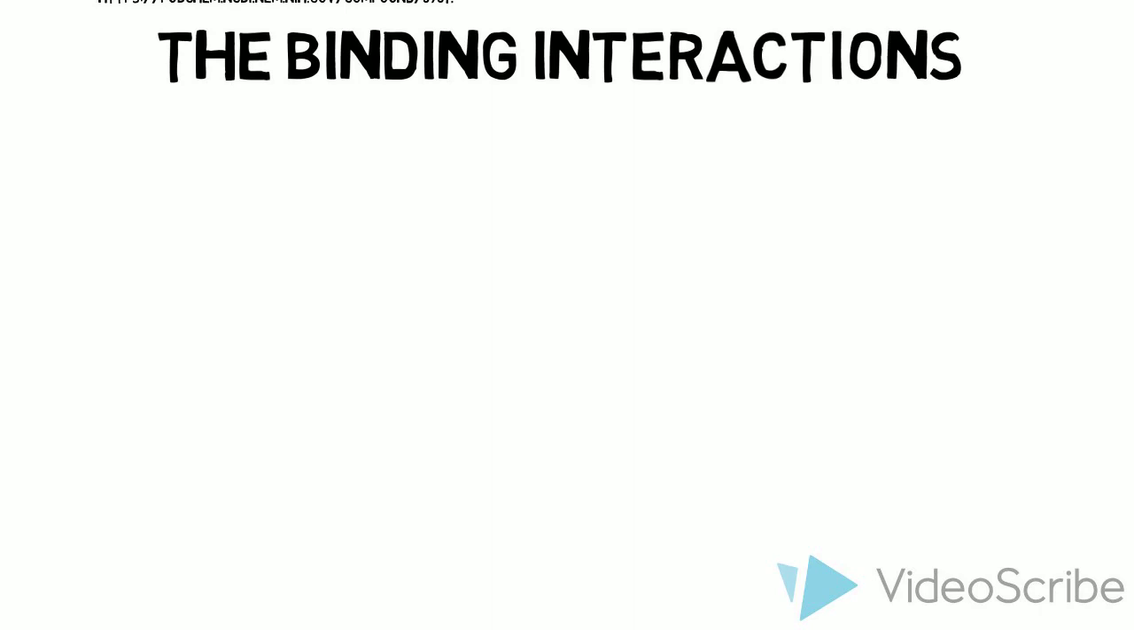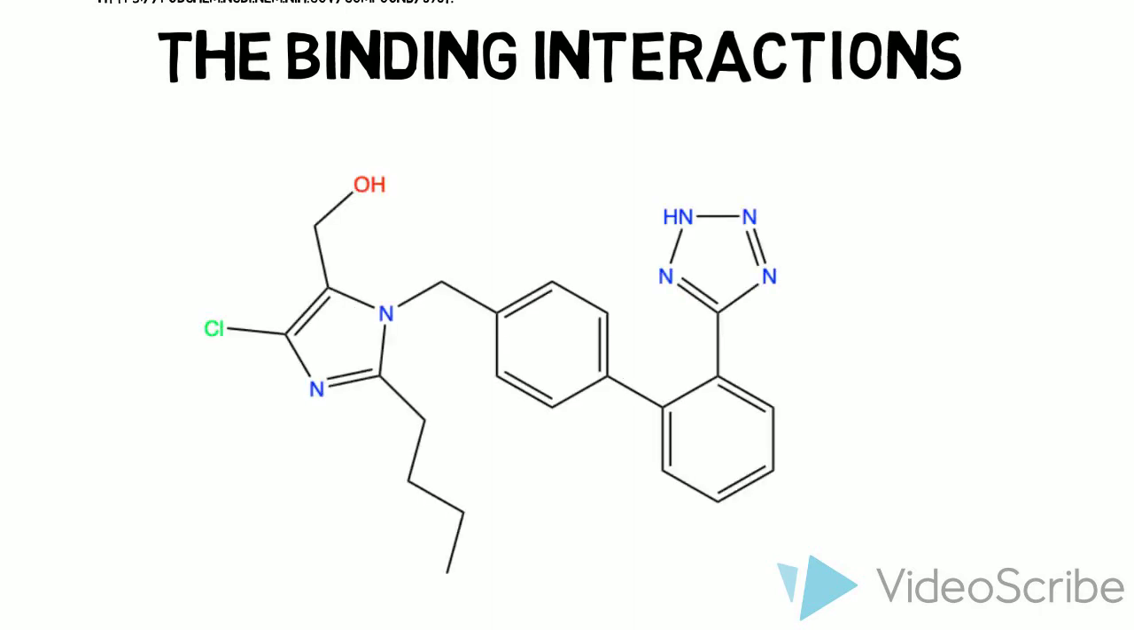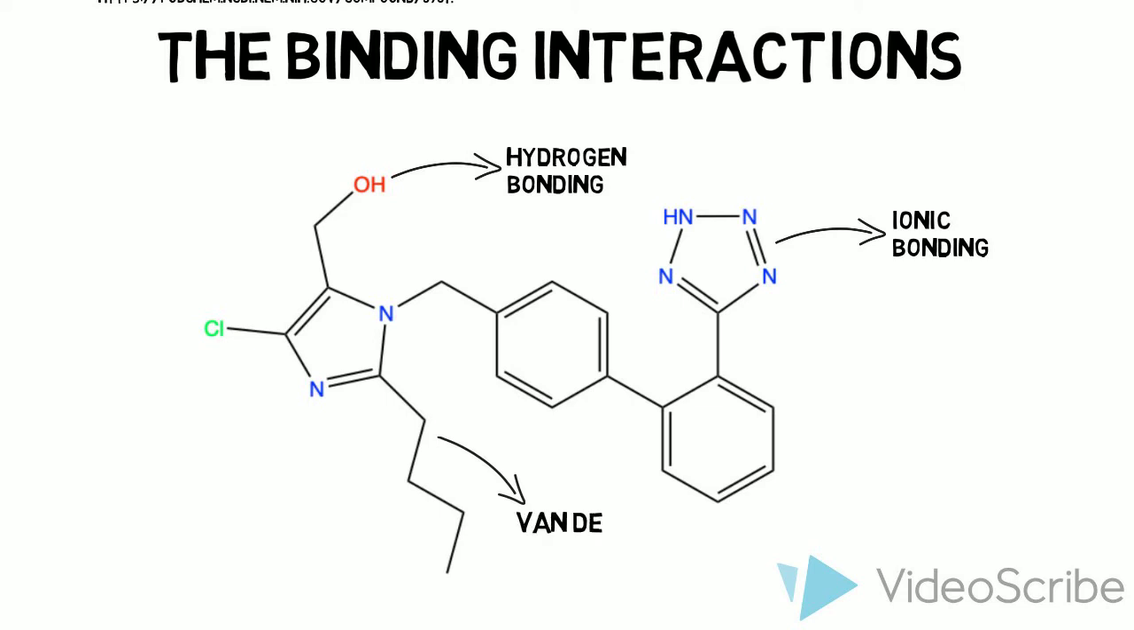Now, let's look at all the necessary binding interactions that occur. Due to the acidic nature of the hydroxymethyl group, hydrogen bonding occurs between losartan and the receptor. Ionic bonding occurs because of the tetrazole group. The alkyl side chain is hydrophobic and so binds to the receptor using van der Waals interactions.